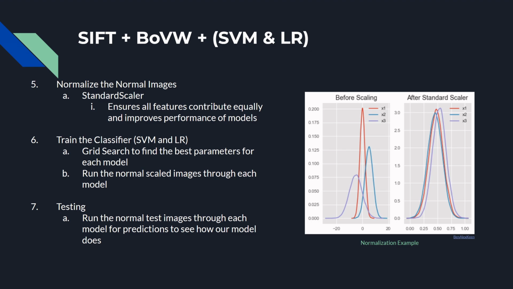It holds on to the best parameters so that it can be used for testing. And then we run the normal scaled images through each model. And then lastly, we test. We run the normal test images through each model for predictions using the best parameters that were found through grid search. And then we find out how our model does.